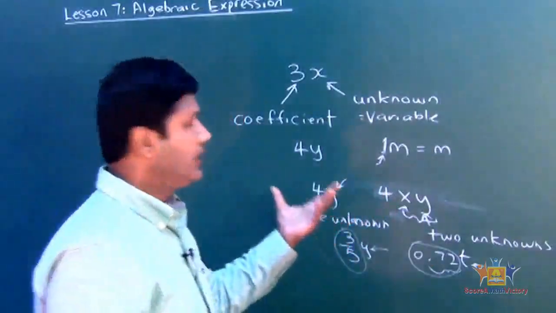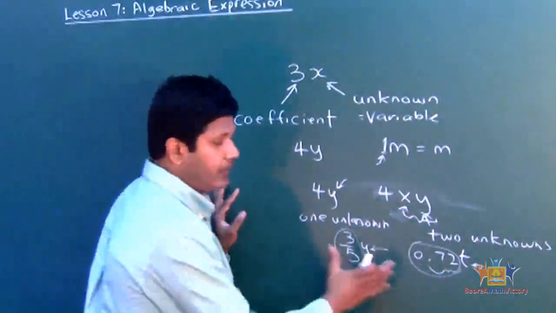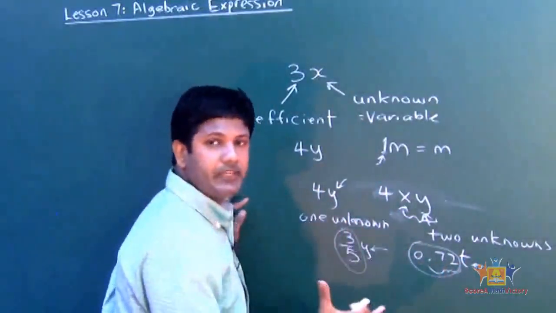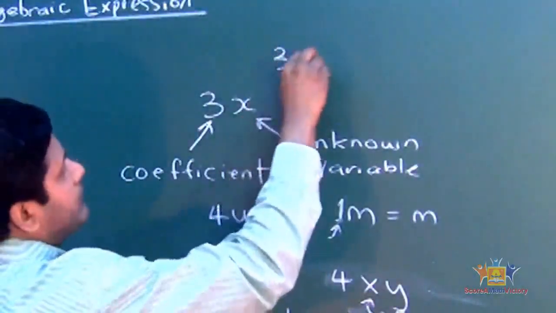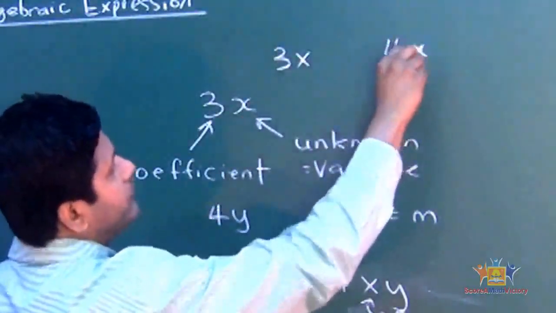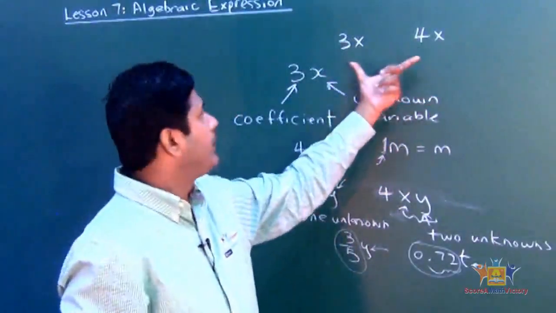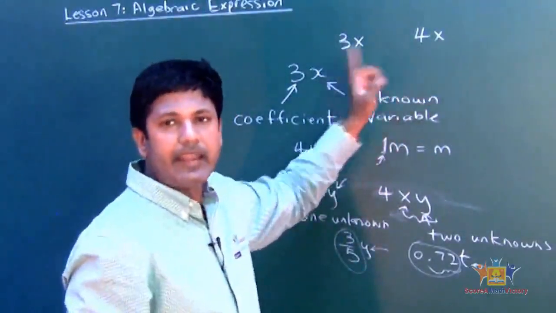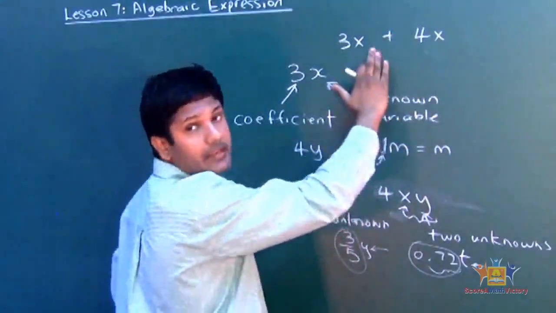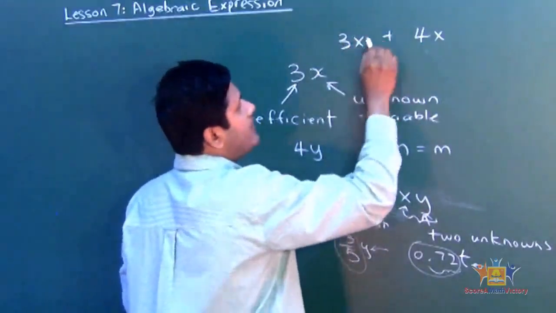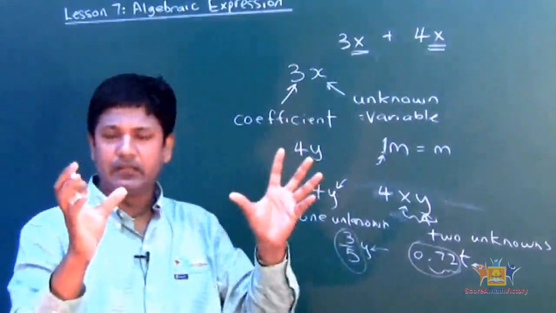Now let's talk about like terms and unlike terms. Let's say I have 3x and then I have 4x. Even though the coefficients are different, the terms are alike. These are like terms. I can combine these, because they both are like terms. Very important, they have to be alike. In other words, only the variable, the unknown, has to be identical.